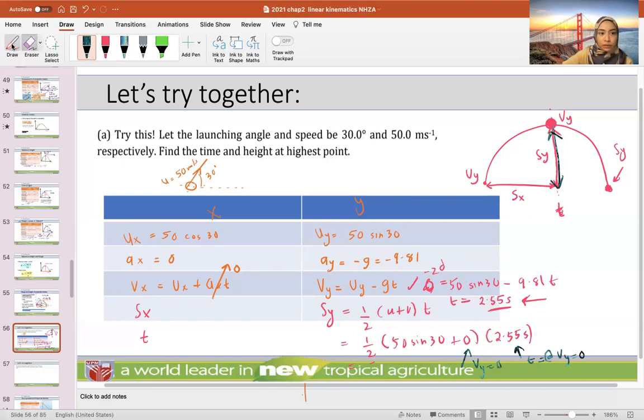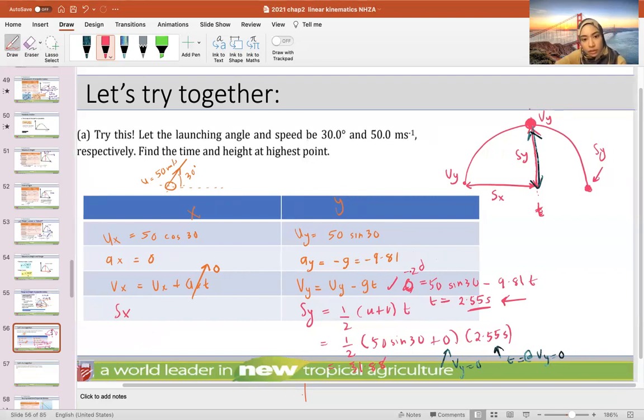Okay, so with that said, I get 50 sine 30 divided by 2 times 2.55. Okay, so it's 31.88. Now kita try pakai equation lagi satu yang saya malas tadi tu, which is I don't have space. Let me try to squeeze it over here lah. So S equals to apa tadi, UT plus 1 over 2 AT squared.